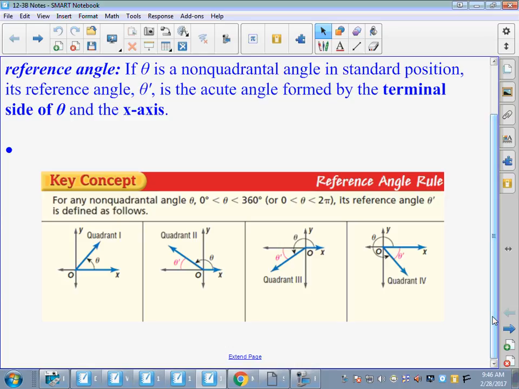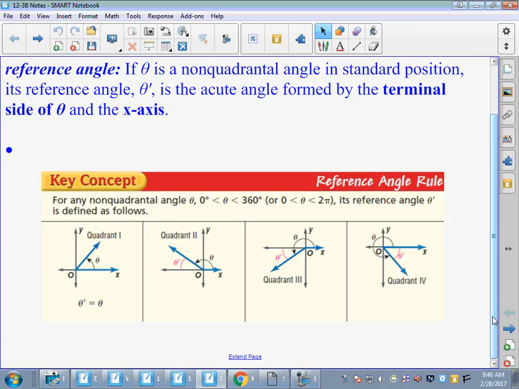The reference angle depends on where the terminal side of your angle lies. In quadrant 1, if you want to draw these pictures, and you can pause at any time, theta prime is equivalent to theta because it's an acute angle in the first quadrant. The reference angle and theta are the same thing. There's really no adjustment that you need to do there. They are the exact same values.